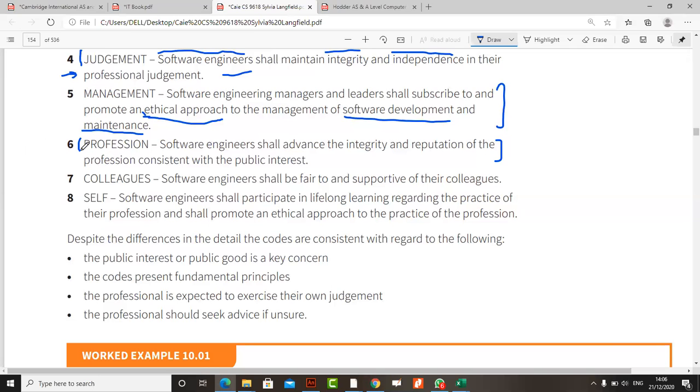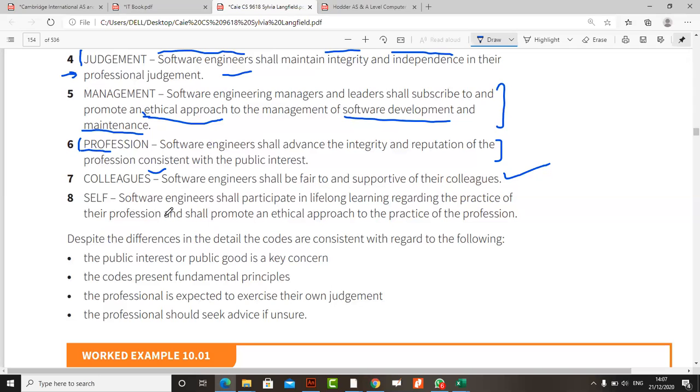So professionalism is important for your success, for the people surrounding you, and for your organization. Colleagues: software engineers shall be fair to and supportive of their colleagues. That's really, really important. If I want to elaborate, you should not be biased or feel jealous of someone who is succeeding. We should appreciate everyone who's doing well. Do your job and appreciate whoever is doing well. Be supportive, be fair, be unbiased. So colleagues are obviously part of it.